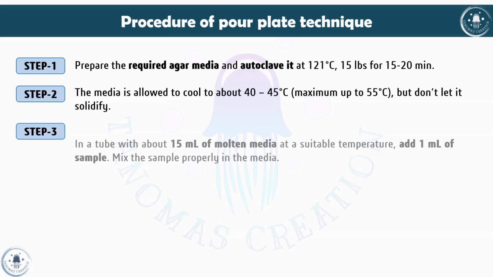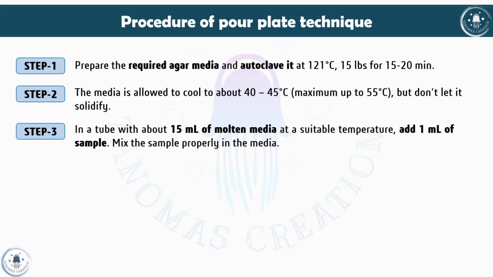Now, in a tube with about 15 ml of molten media at a suitable temperature, add 1 ml of sample. This is the liquid sample on which you have done the serial dilution. From that serial dilution, suppose you want to take the 10 to the power minus 4 serially diluted sample. From there you take 1 ml of your liquid sample and put it in this media which we have cooled down to 40 to 45 degrees Celsius.